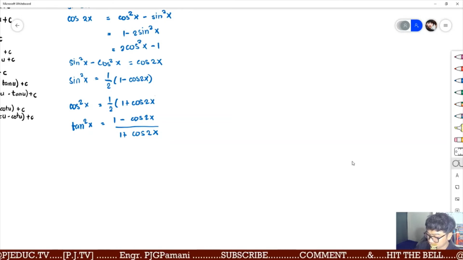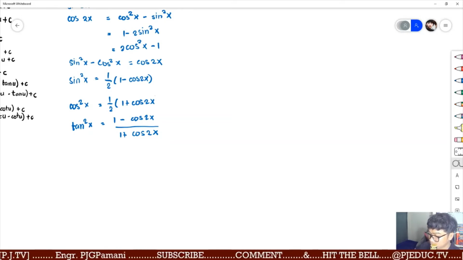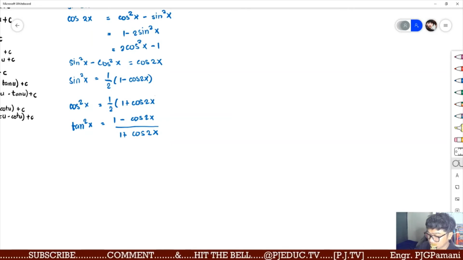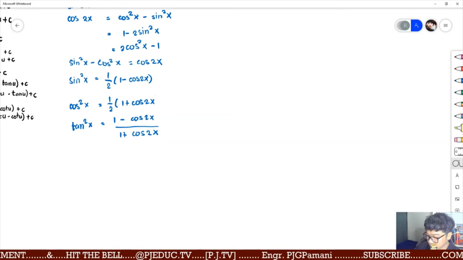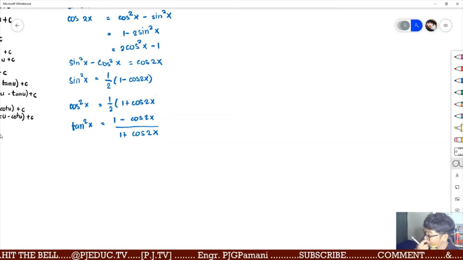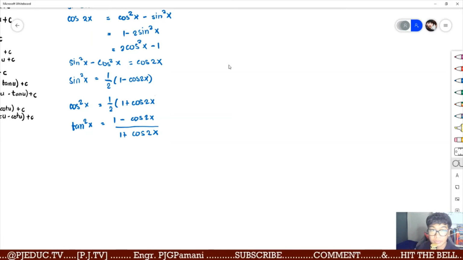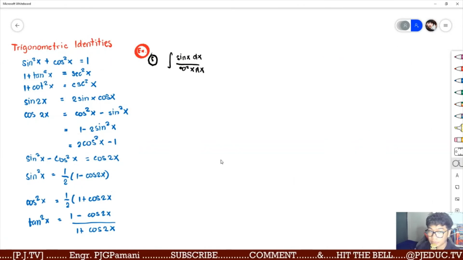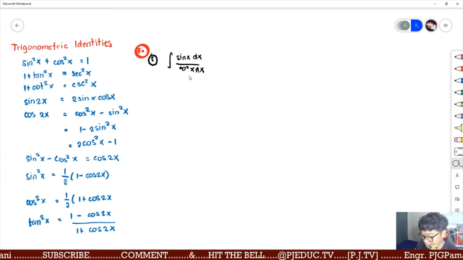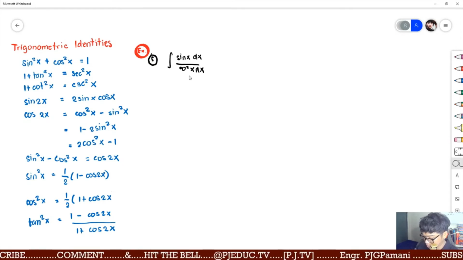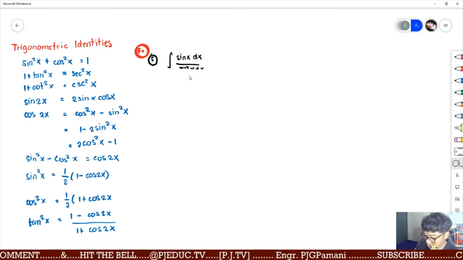Example number 5. What if you're now asked to evaluate the indefinite integral of sine x dx over cosine squared x dx? Why is that?